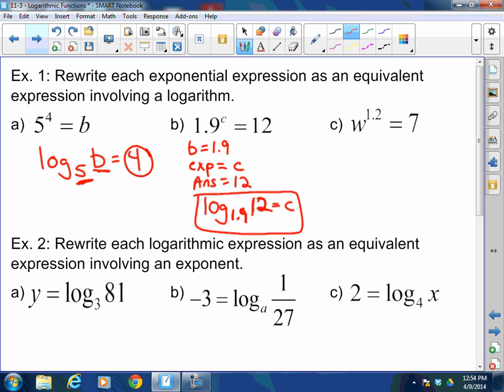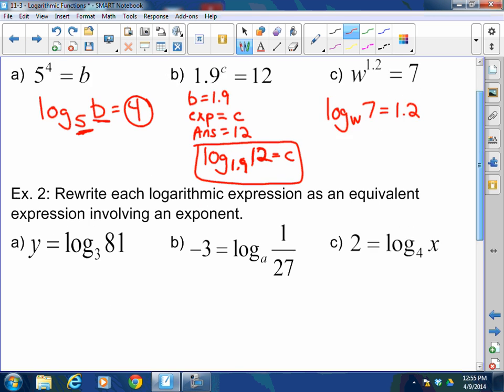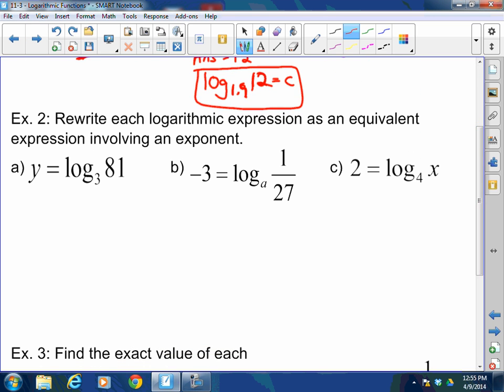w to the 1.2 equals 7. How would I write this as a log? Log base w of the answer equals the exponent. Beautiful. Well done. That makes sense. Be honest. Did you think that would be a lot harder than what it is? Right? I always feared logs until I learned them. I went, oh, this is easy.